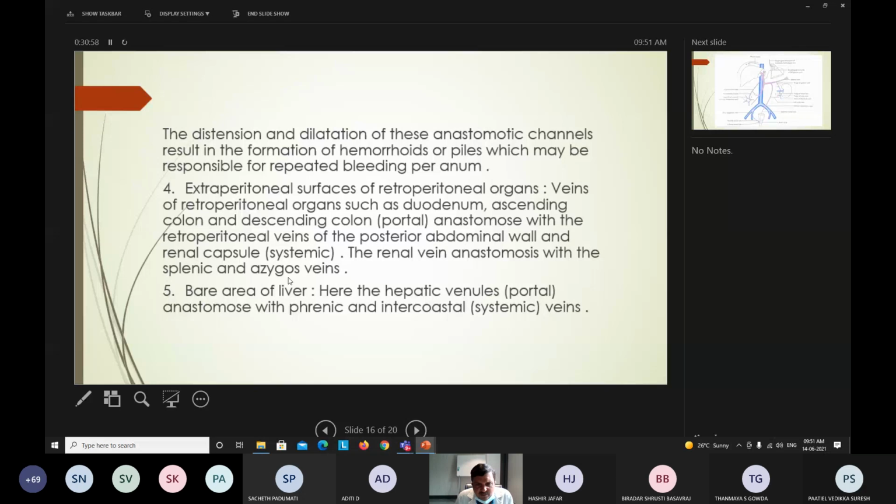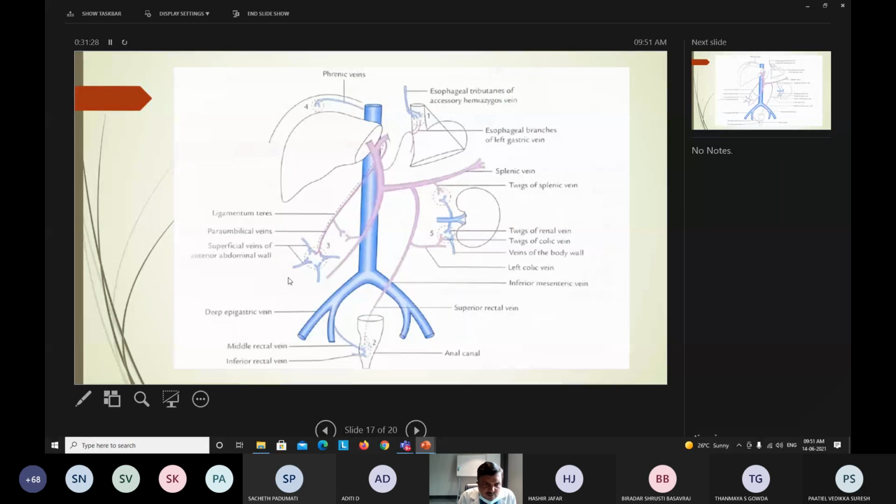Fifth site is the bare area of the liver. Here the hepatic venules anastomose with the phrenic and intercostal veins, which are systemic veins. Already we know what the bare area of the liver is: the area which is not covered by peritoneum. Here the hepatic venules anastomose with phrenic and intercostal veins. So this is the fifth site of portocaval anastomosis. So these are the sites of portocaval anastomosis.